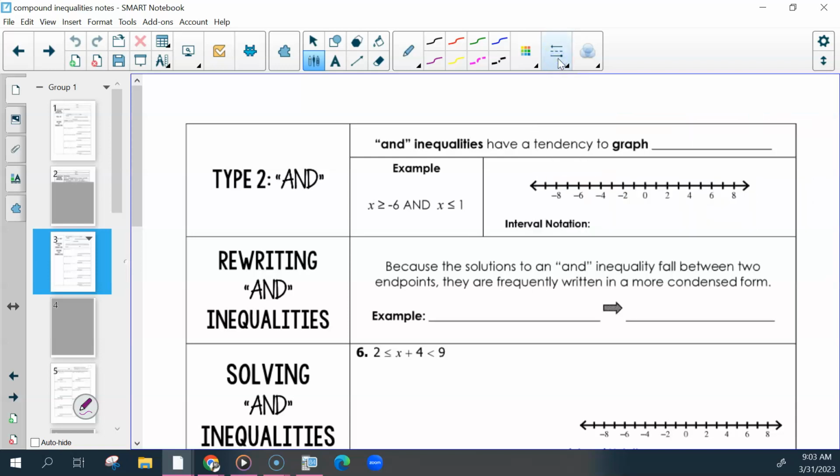So we talked about OR inequalities, how they have a tendency to graph apart, how you'll solve them separately. This is basically the opposite of that. So AND inequalities have a tendency to graph together. And I'll show you what that means here in a second.